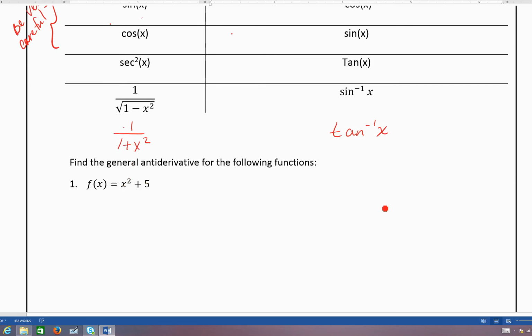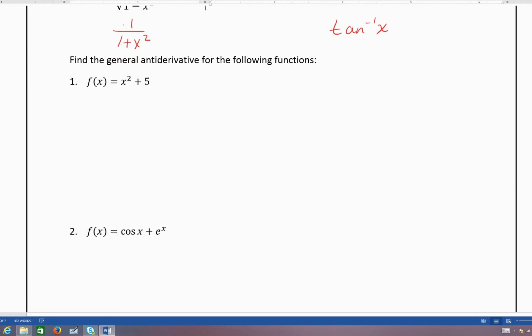Okay, so we're going to find the general antiderivative for the following functions. Here we have x squared plus 5, so our big F of x: we add 1 to the power and divide by the new power, plus 5x, and then we'd say plus c. Number 2 here, we have f of x equals cosine of x plus e to the x. So our big F of x: the antiderivative of cosine is just sine of x, plus the antiderivative of e to the x, which is e to the x, plus c.